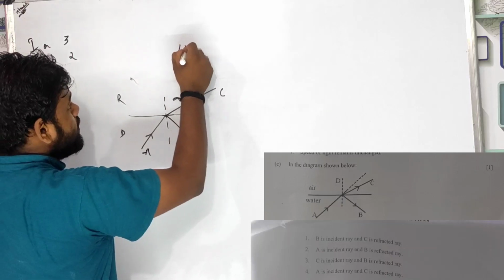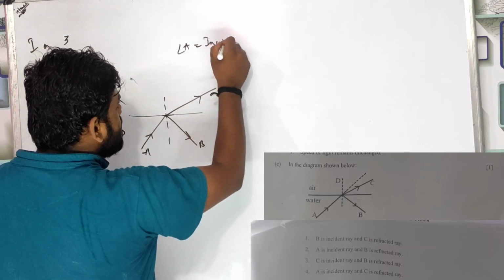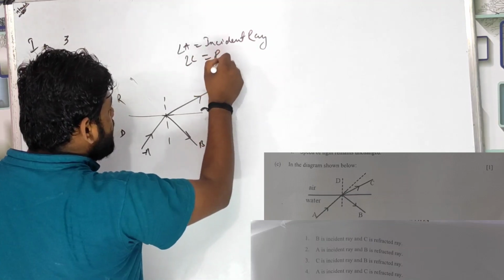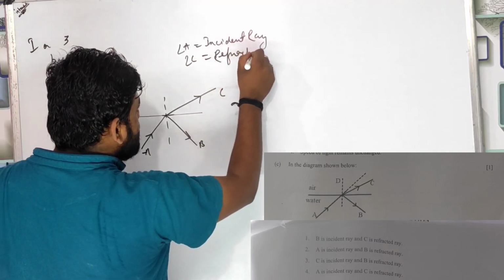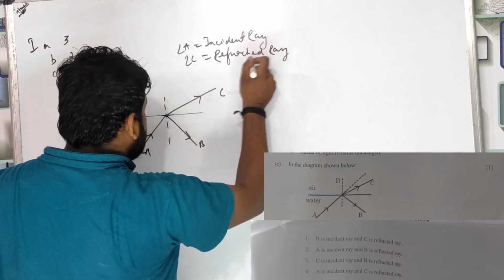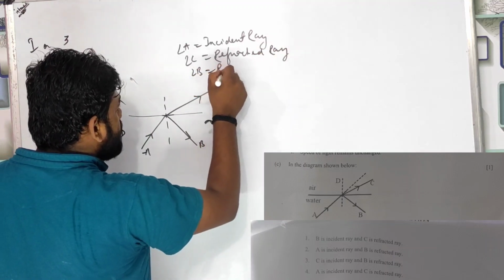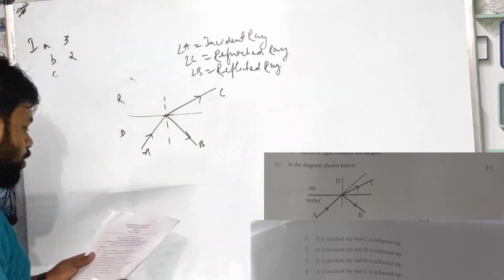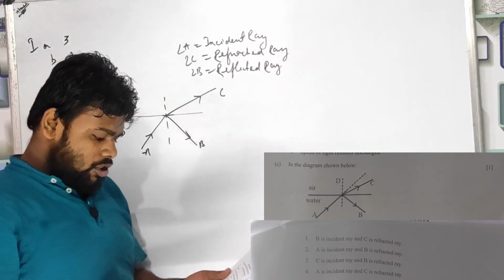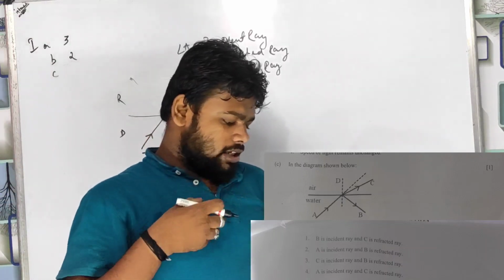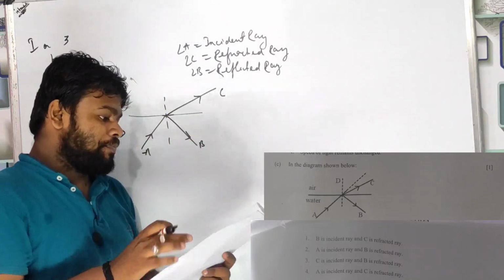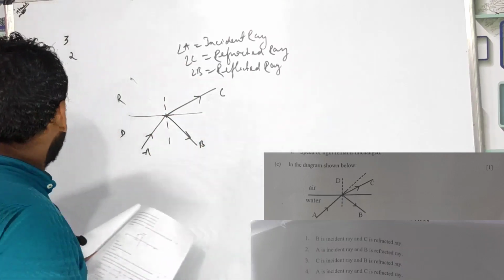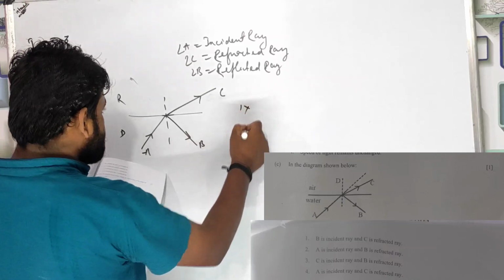Here we concluded angle A is known as the incident ray, right? Angle C is known as the refracted ray, and angle B is known as the reflected ray. What is the option asking, children? The option is saying that in the diagram given below, B is the incident ray. Where would B be incident? A is the incident ray. So option 1 is incorrect.